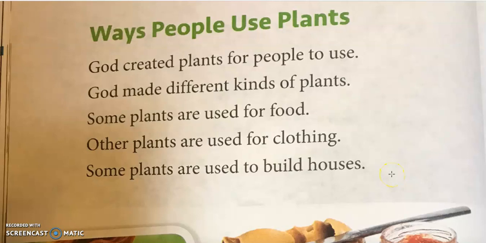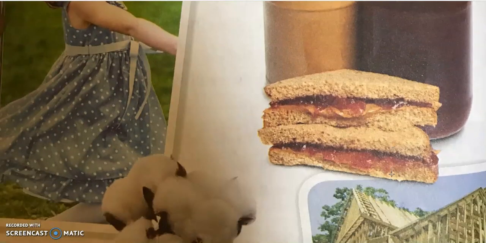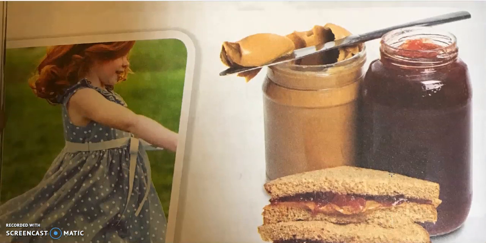Okay, so there are plants, and God created plants for people to use. And there are many different kinds of plants, right? Some people use for food, some for clothing, some to build houses. Okay. So let's take a look at the picture here. Okay, so what plants were used to make the food pictured here? Yeah, this and this. What plant? It looks like it's a peanut butter, right?